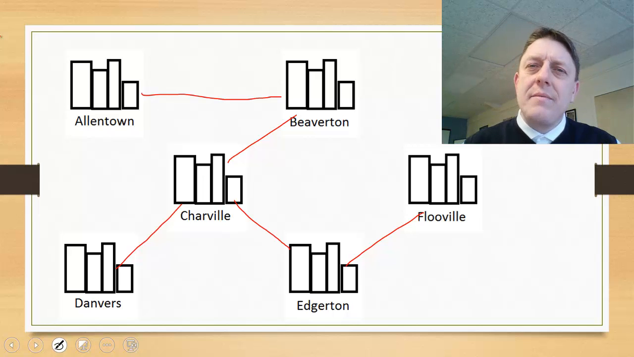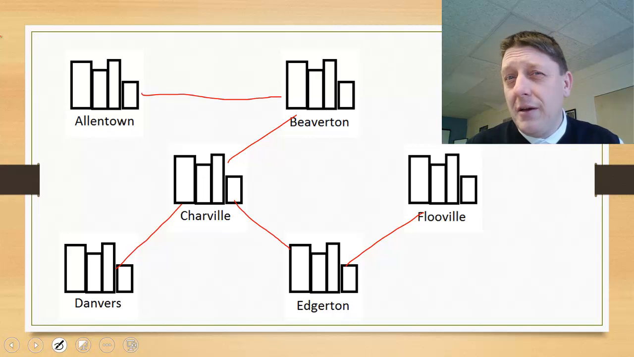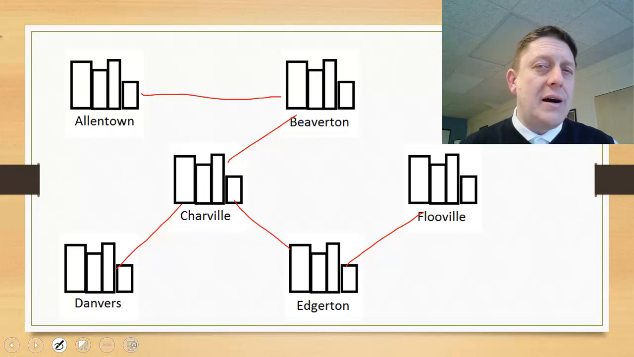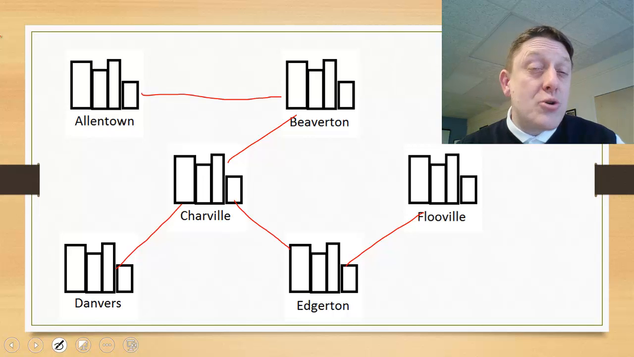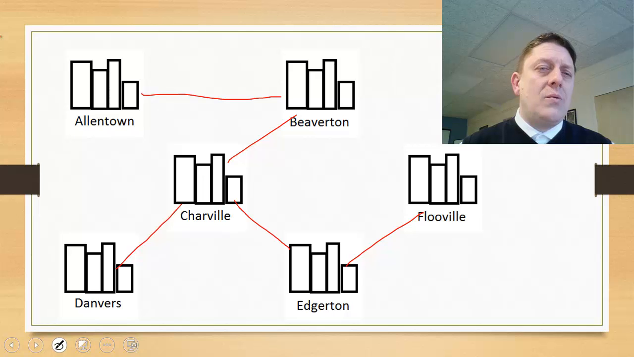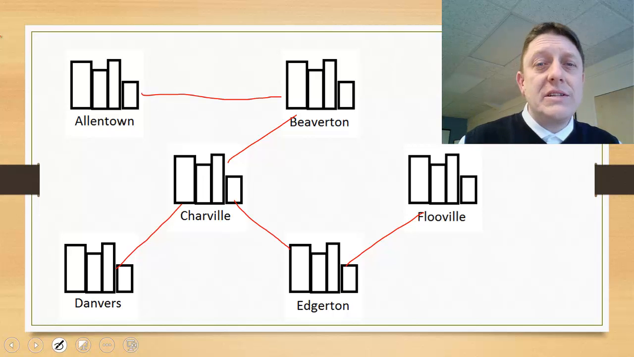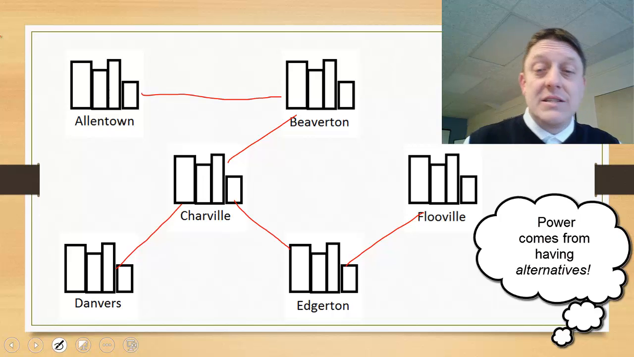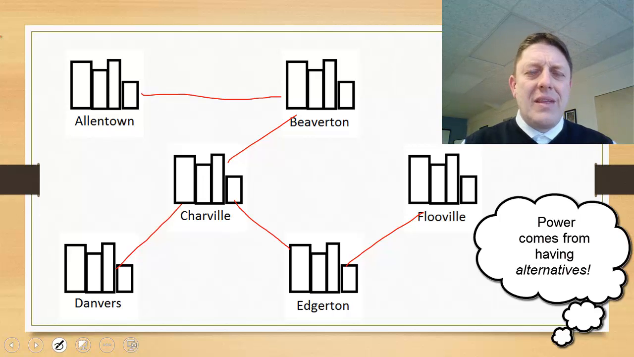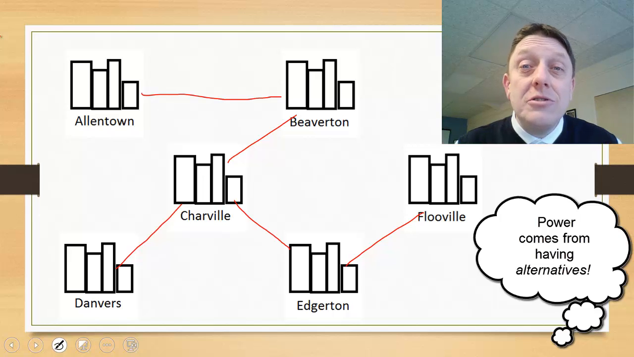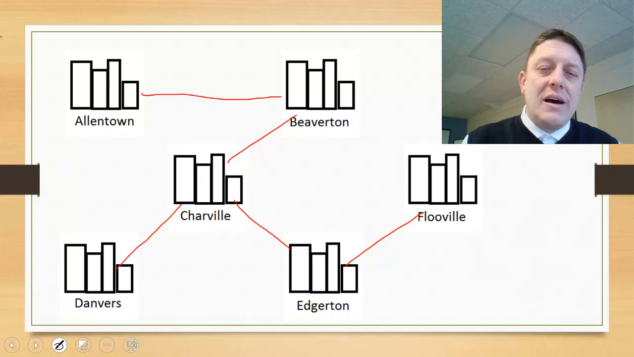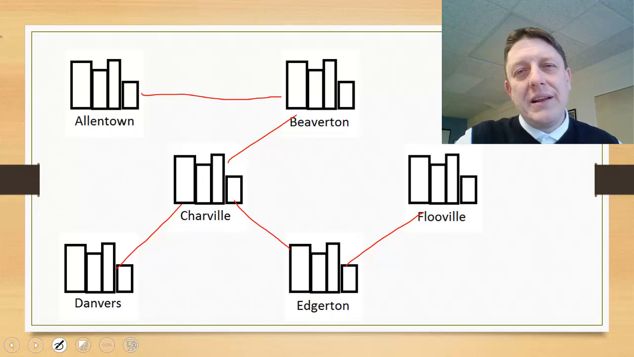Now, let's imagine that you had the opportunity to be mayor of any of these towns. And as mayor, you would be involved in setting up trade deals. Which of these towns would you want to be mayor of? Well, you might intuitively not want to be the mayor of Allenton or Fluville. After all, they have no choice but to work through Beaverton for Allenton or Edgerton for Fluville. Any goods that are coming in have to go through Beaverton for Allenton, and so they're at a competitive disadvantage, a negotiating disadvantage. Edgerton is in between Fluville and Charville. So for Fluville, that's a pretty nasty spot to be in.